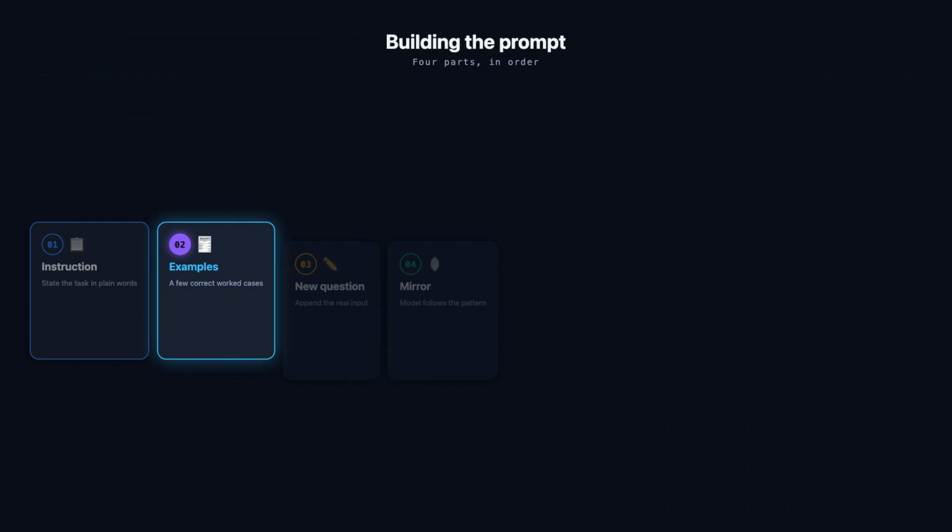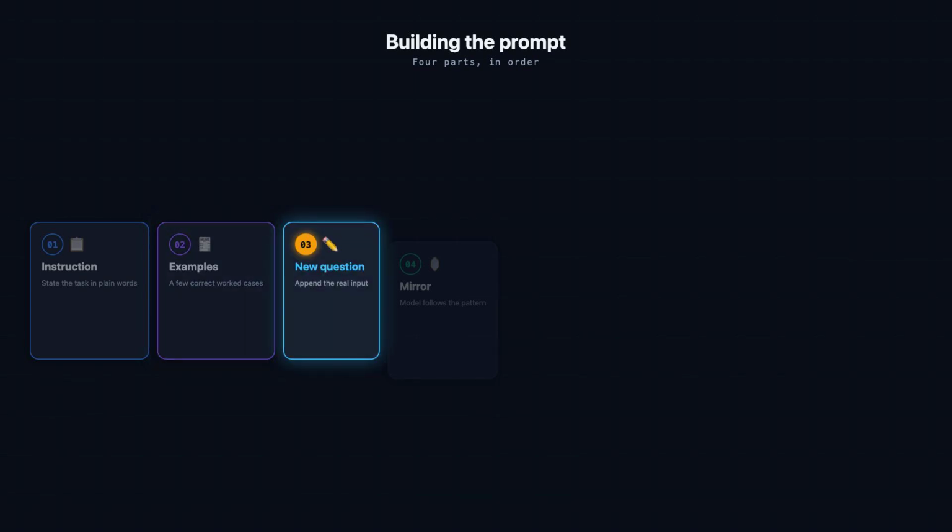Each one shows an input paired with the exact answer you want, in the exact style you want. So the model sees the task actually performed a handful of times rather than merely described in words. After that, you append the new question, the real input you actually care about, formatted just like the examples above it, but with the answer left blank for the model to fill in for you.